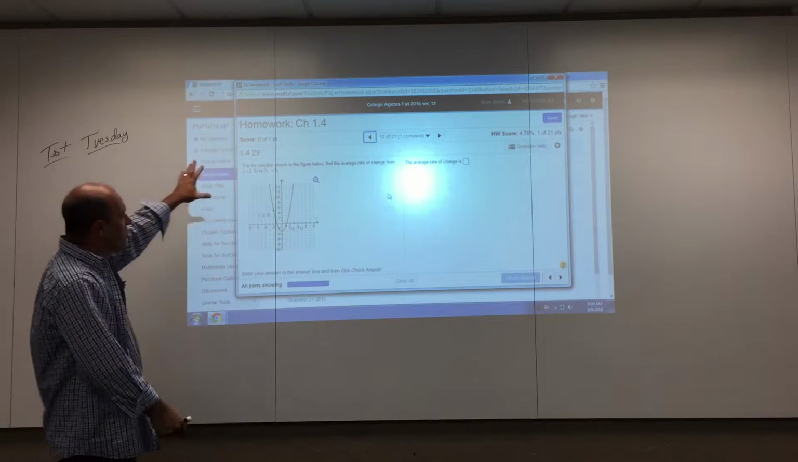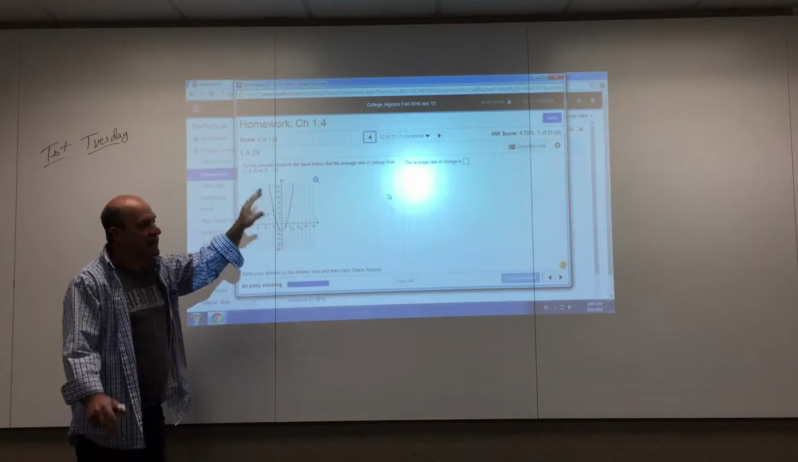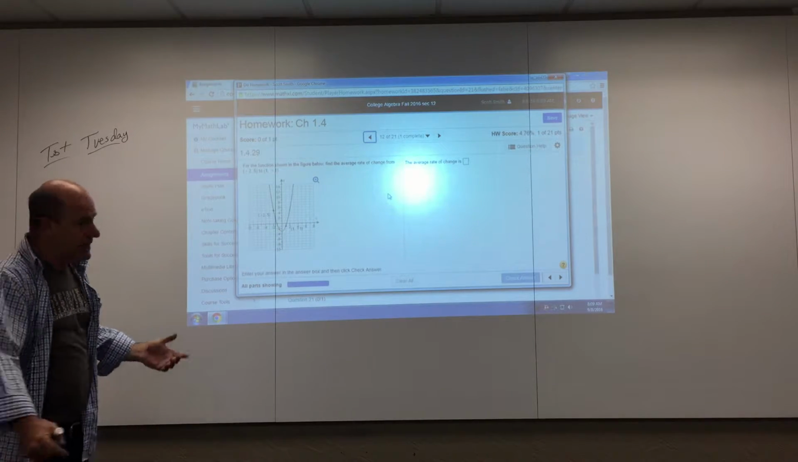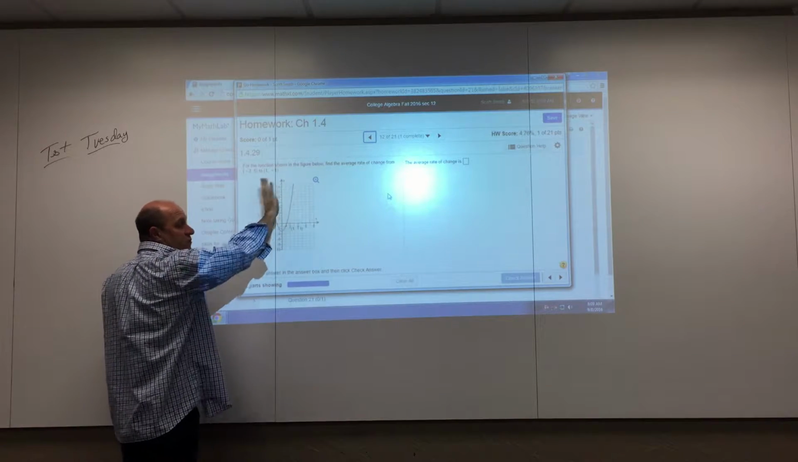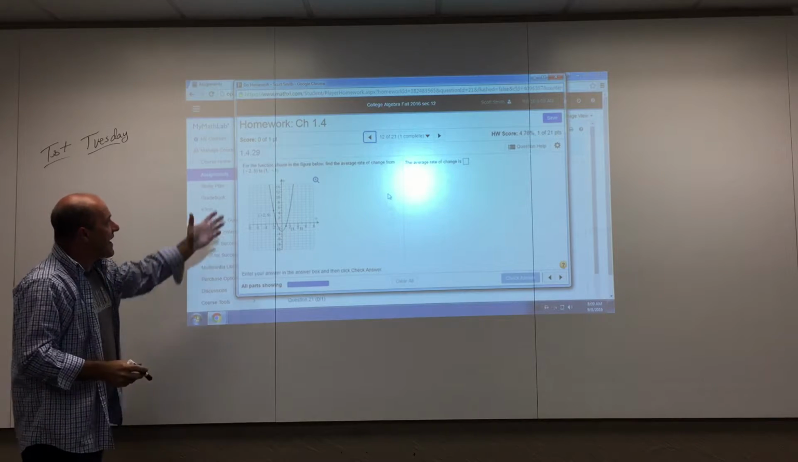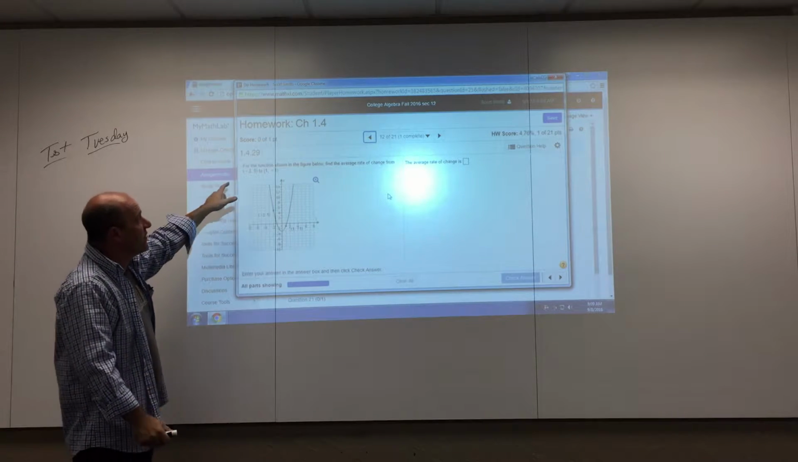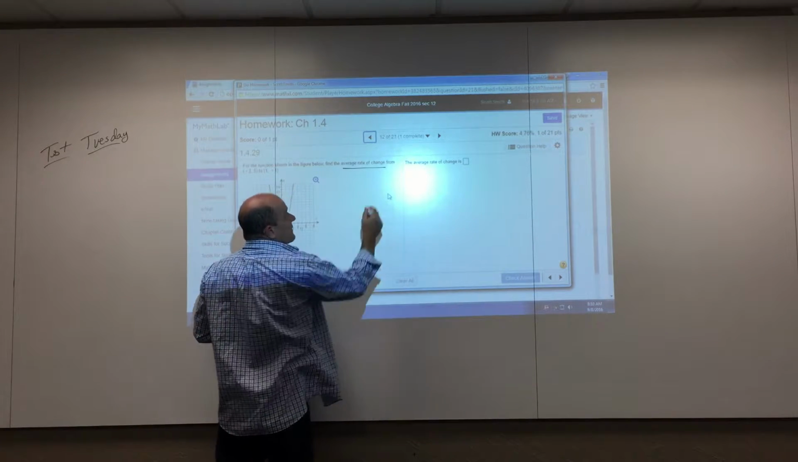So here's a question in 1.4. What's funny is this is not a line. I feel like chapter 1 is all about lines. This is not a line. It's some other function. It's a parabola. We'll discuss that later. But for this function shown here, they ask to find the average rate of change.